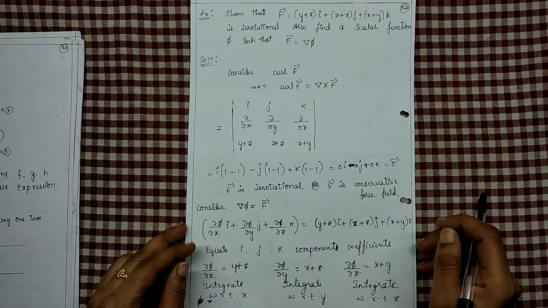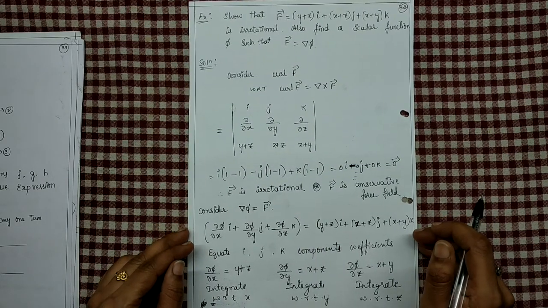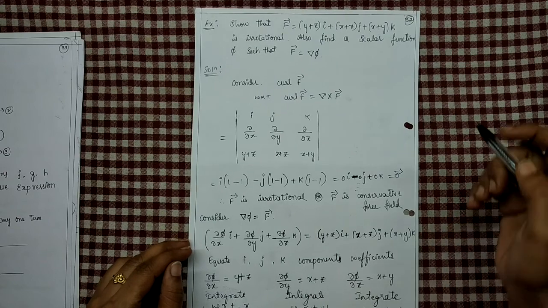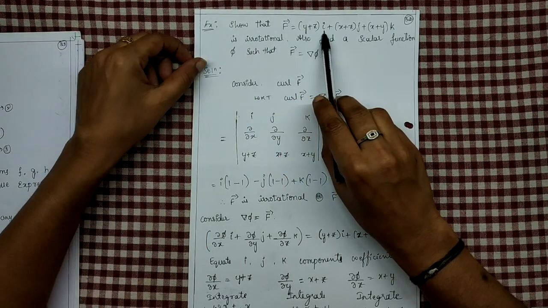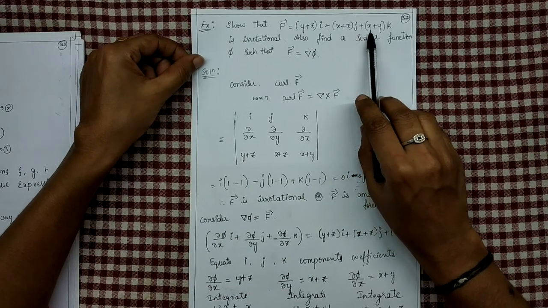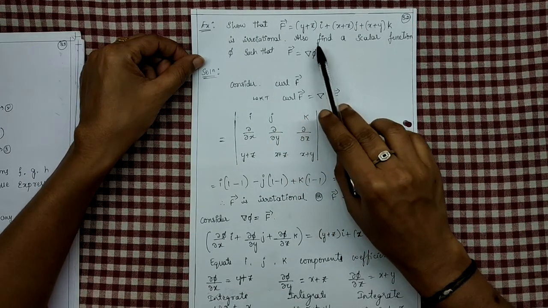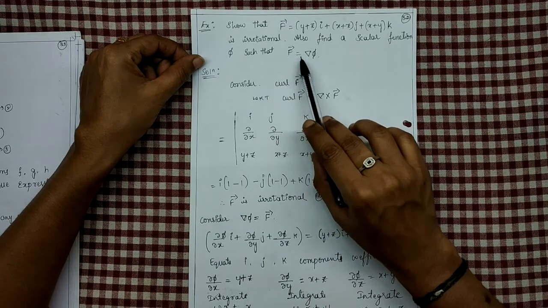My dear students, in today's class, let us see some more examples under solenoidal and irrotational vectors. Here we have an example. Show that vector f is equal to (y plus z) i plus (x plus z) j plus (x plus y) k is irrotational. Also find a scalar function phi such that vector f is equal to del phi.